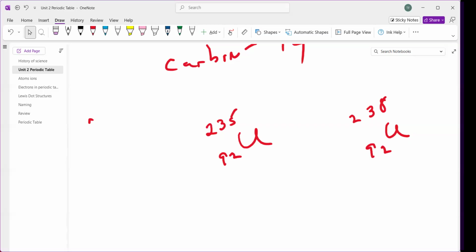Now, to make a weapon, you have to have 95% 235. To make a nuclear power plant uranium, you need like 20%. So what they do is they process it to 20%, and they can use it in a nuclear reactor, or they process it more for a weapon, up to 95%.